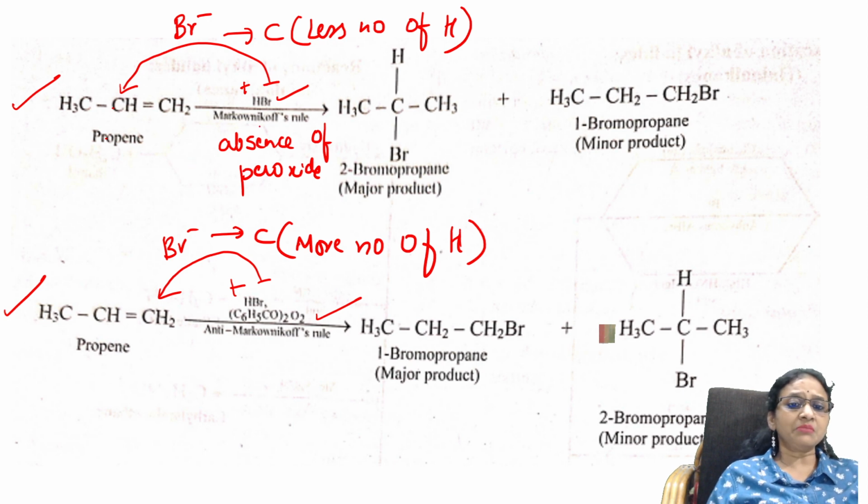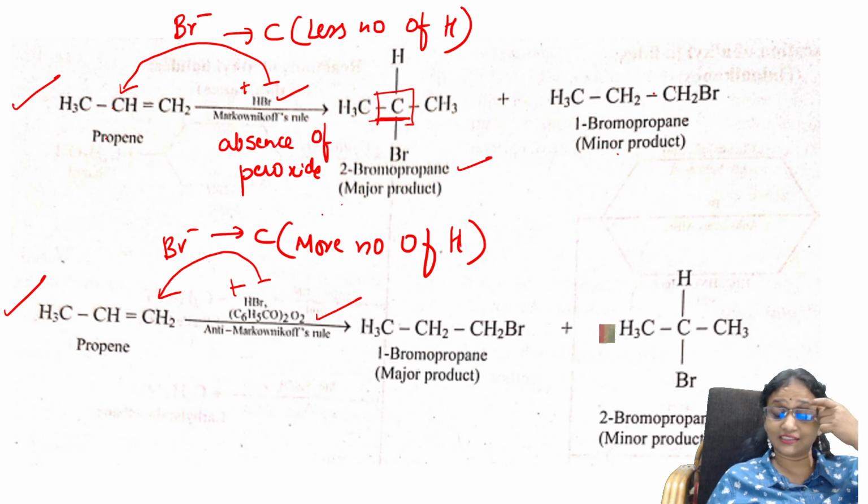Just see here. In Markovnikov, the major product is always the 2 product. Means you'll be getting 2-bromopropane because you took propene; 2-bromopropane is major, and minor would be 1-bromopropane, because this carbon is the carbon having less number of hydrogens and it forms a secondary carbocation. Got it, students? In anti-Markovnikov addition, 1-bromopropane is the major product and the bromine, the negative part, goes and adds to the carbon having more number of hydrogens.